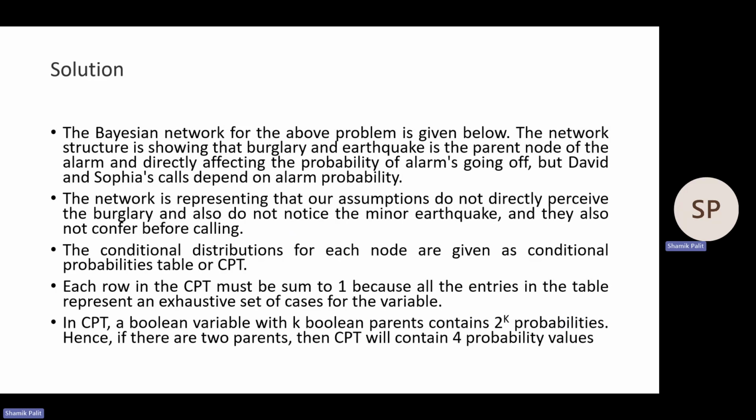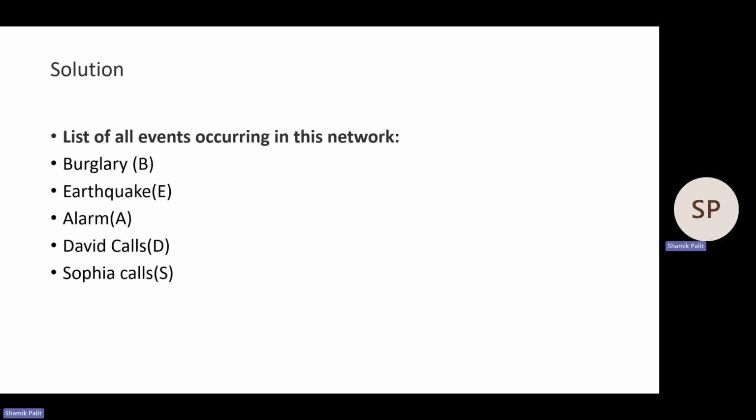And once you start finding out the solution, obviously, we will start adapting the features of the Bayesian belief network. We will start making use of a directed acyclic graph. And based on what we have learned so far, first of all, we start finding out the necessary events which are associated with this particular scenario. Say, for example, burglary, earthquake, alarm, and the calls made by David and Sophia.